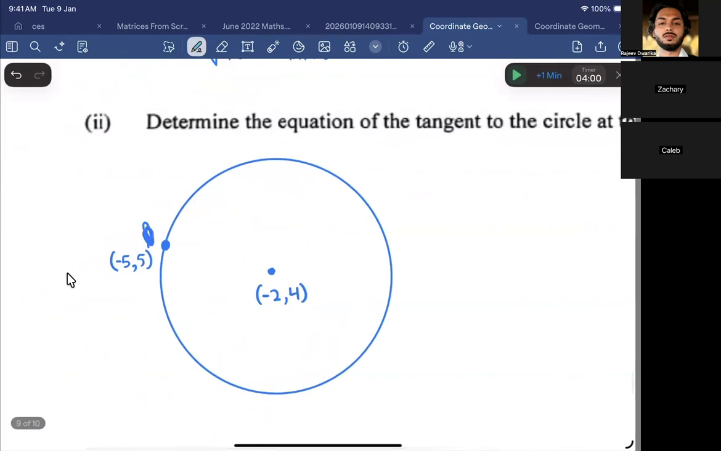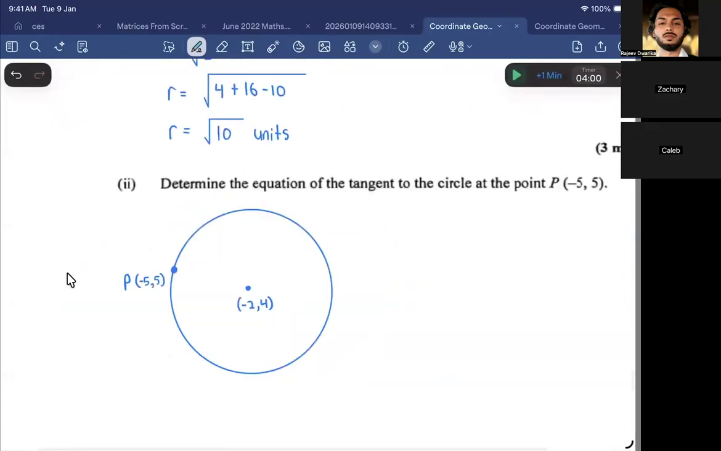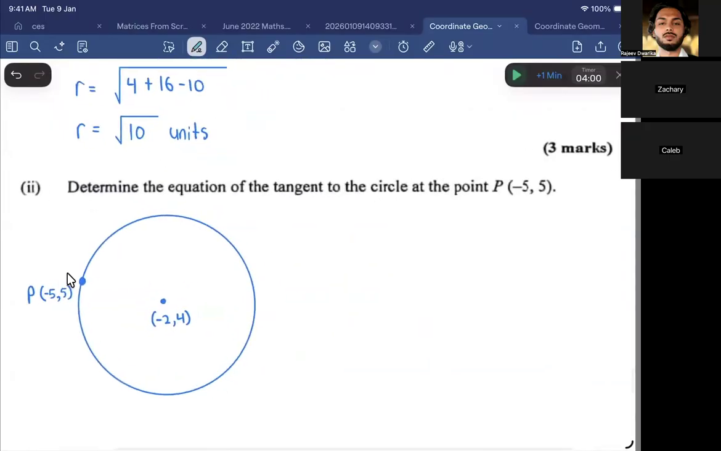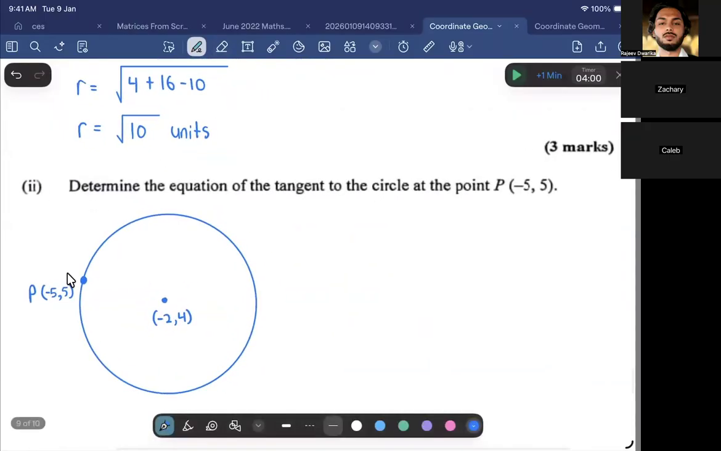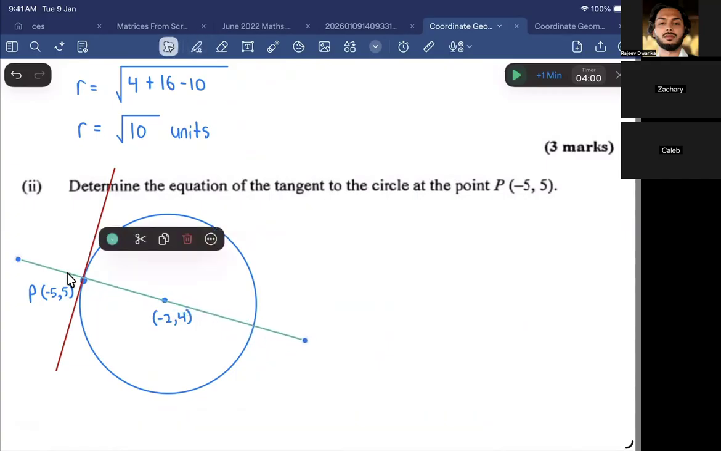Let me know if you're following. Zachary, you following? Yes, sir. Do you understand that the tangent would look like this? Yes, sir. And that would be perpendicular to the normal, right? So this is the normal here.